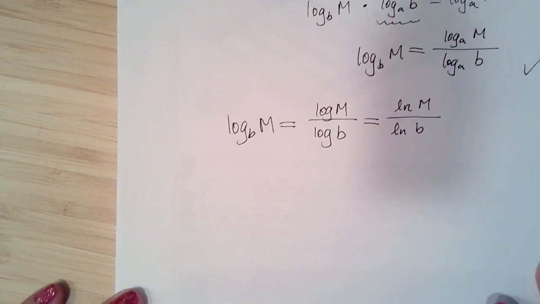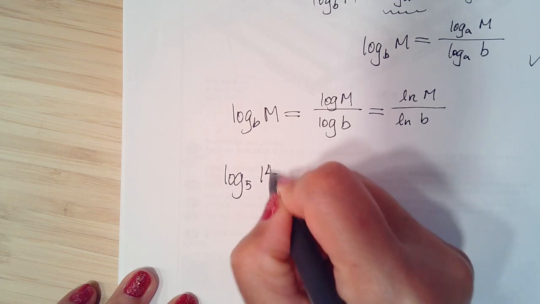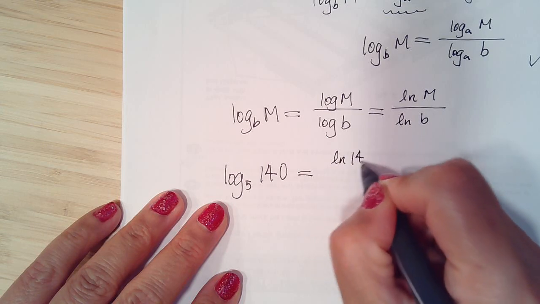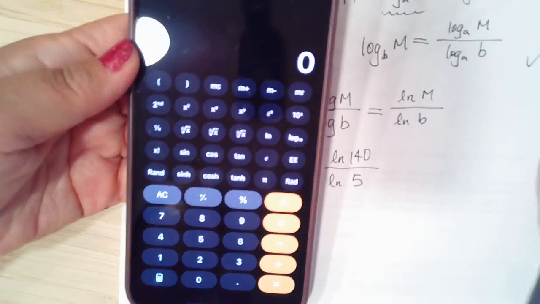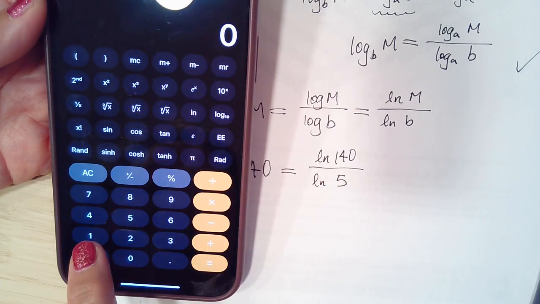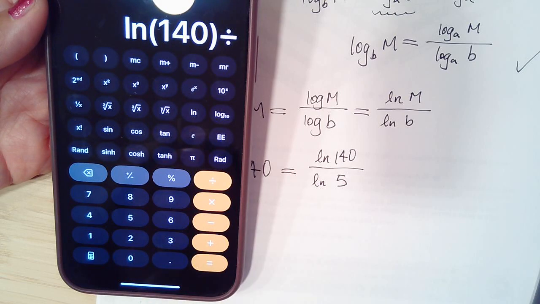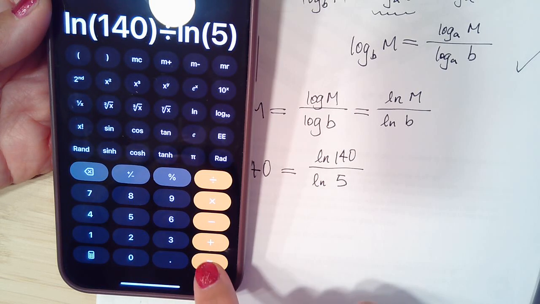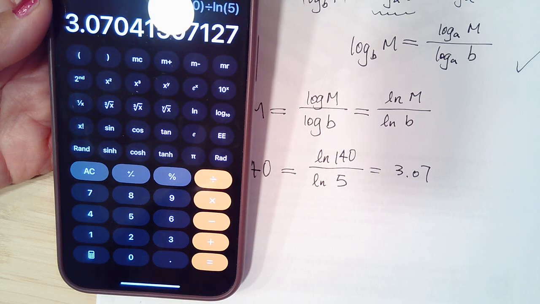All right, now let me show you. If I ask you to calculate log base 5 of 140, we change the base to be e. So that will be ln 140 divided by ln 5. Come on, we can do that. Okay, so you choose ln. Do you see that? So 140 ln divided by 5 ln. So that is ln 140 divided by ln 5. And the answer is 3.07. We keep 2 decimal places. I think that'll be good enough.